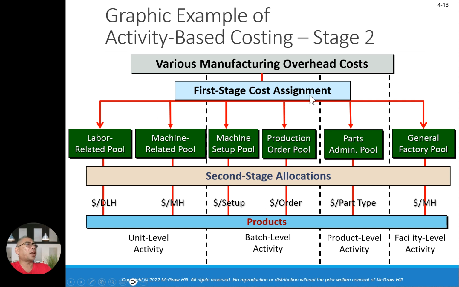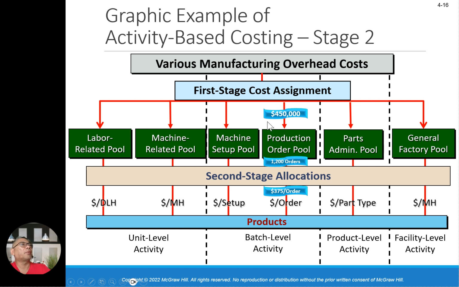Okay, this is what I just mentioned for the previous graph. Second stage allocation as DLH. So dollar per machine hour, dollar per setup, dollar per order, dollar per type, dollar per machine hour here. So this is unit level, batch activity level, product level, facility level. So these are very detailed, guys. If you take a look, this is by unit, this is by batch, this is by product, this is by facility. Gives you from first stage to the second stage. Okay.